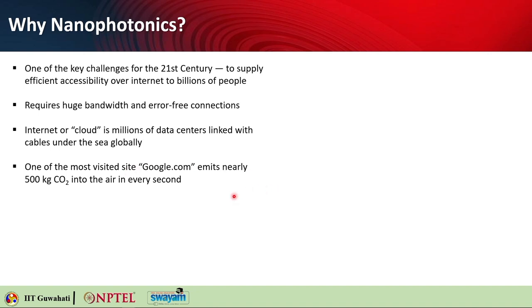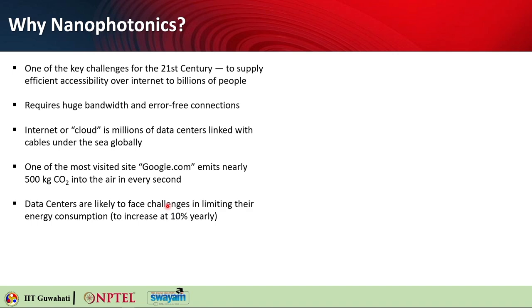So all this is happening at a cost. So when you are doing a Google search and you are getting your search results, that particular Google search actually emits almost 500 kilograms of CO2 every second. Now you can understand how much power is being utilized, how much energy is being consumed. And that is how it will also affect the global warming issue. So what do you want? You actually want power efficient systems. And this is a problem that data centers are likely to face challenges in limiting their energy consumption, which is likely to go up at a rate of 10% per year.